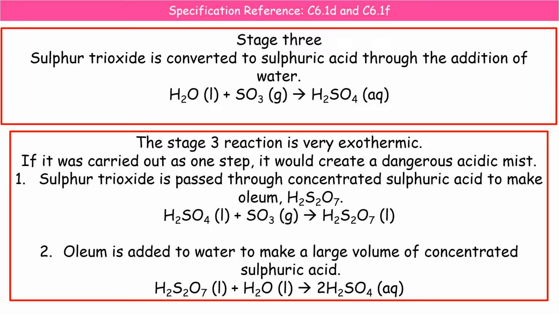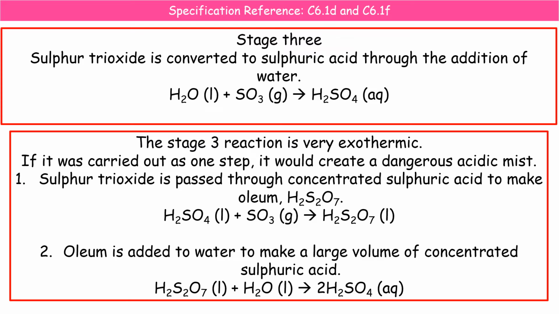Stage 3, if we look at it as an overview first of all, is where our sulphur trioxide is converted to the sulphuric acid by adding water. Now, the trouble with doing that as just a one hit is that it would be incredibly exothermic, to the point that actually we just create basically acid mist. Now, obviously where we have workers nearby, creating a mist of acid is pretty much stupidity, so we wouldn't do that. Instead, we break that step down into 2 smaller stages.